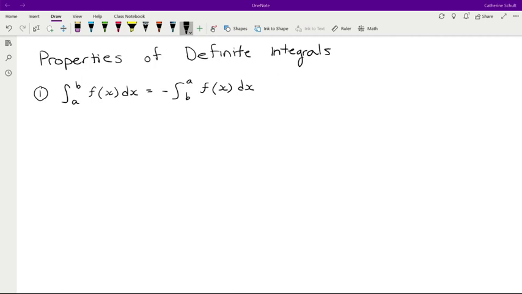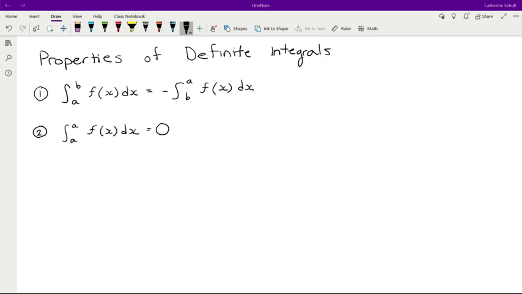Our second property is if we take an integral from a to a. Essentially, the area under a curve from a to a, that's like having a width of 0 for that rectangle. So that's going to be 0.